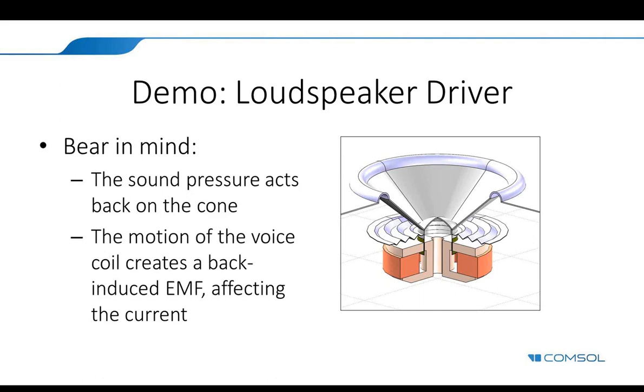One important aspect is that not only does the motion of the cone create a pressure wave, the pressure also acts back on the cone, which affects the vibrations. Then there's the back EMF, which is what you call the voltage induced in the voice coil by its own motion in the permanent magnetic field. And these effects are very important to include in the model. We are going to have to make sure that we do so.